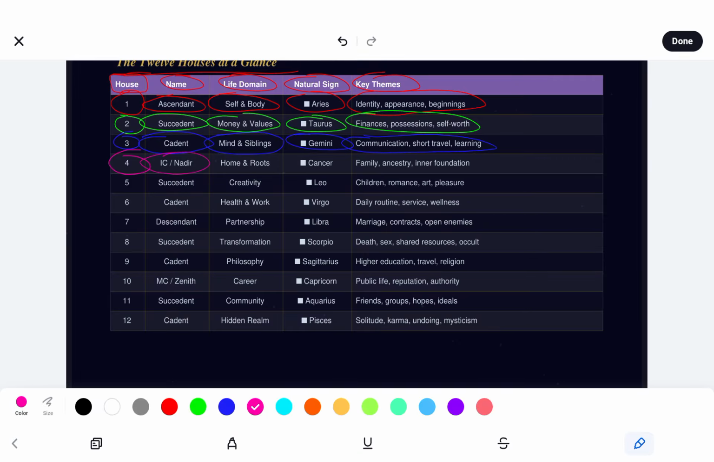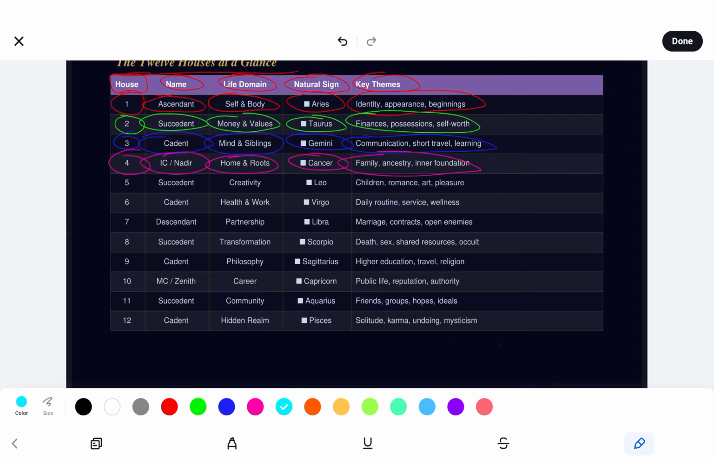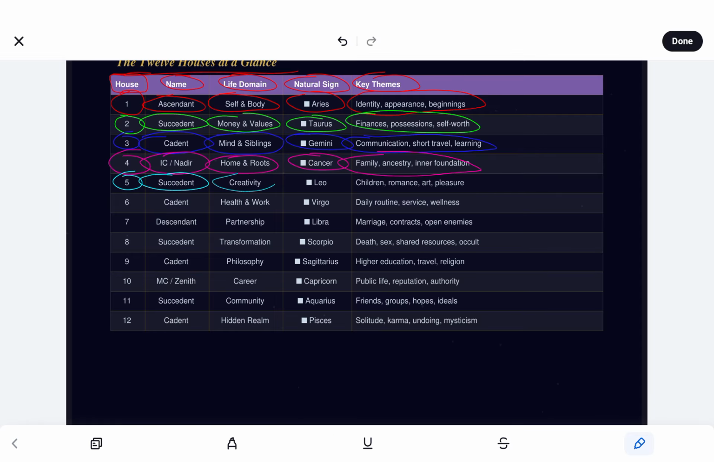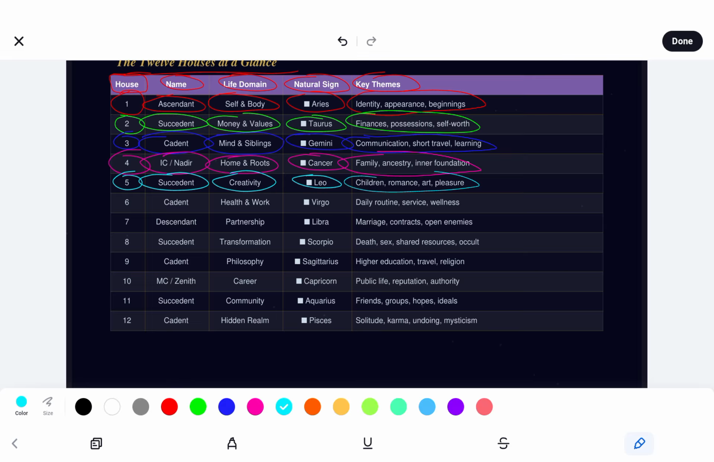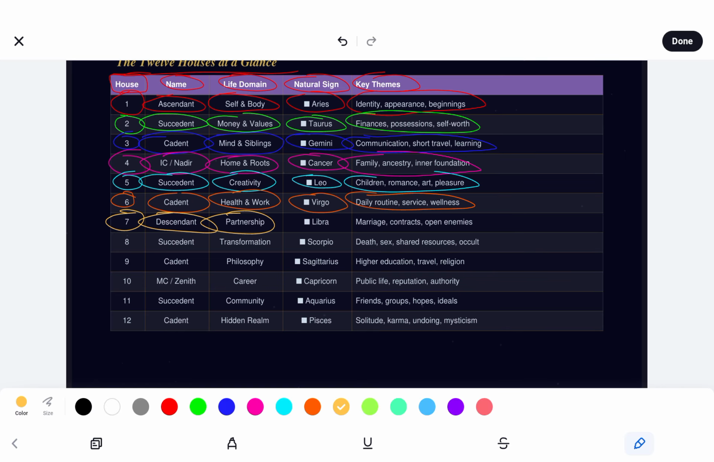4th house, Imum Coeli, home and roots. Cancer, family, ancestry, inner foundation. 5th house, succedent, creativity. Leo, children, romance, art, pleasure. 6th house, cadent, health and work. Virgo, daily routine, service, wellness. 7th house, Descendant, partnership. Libra, marriage, contracts, open enemies.